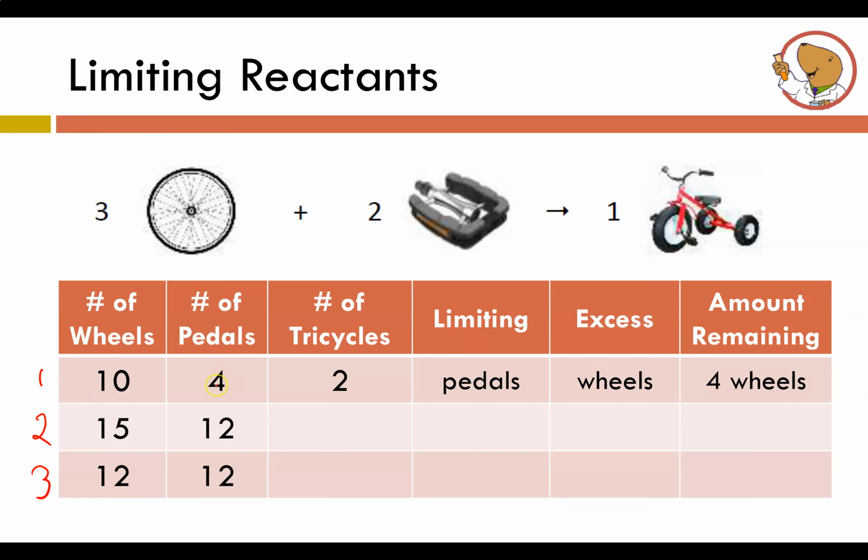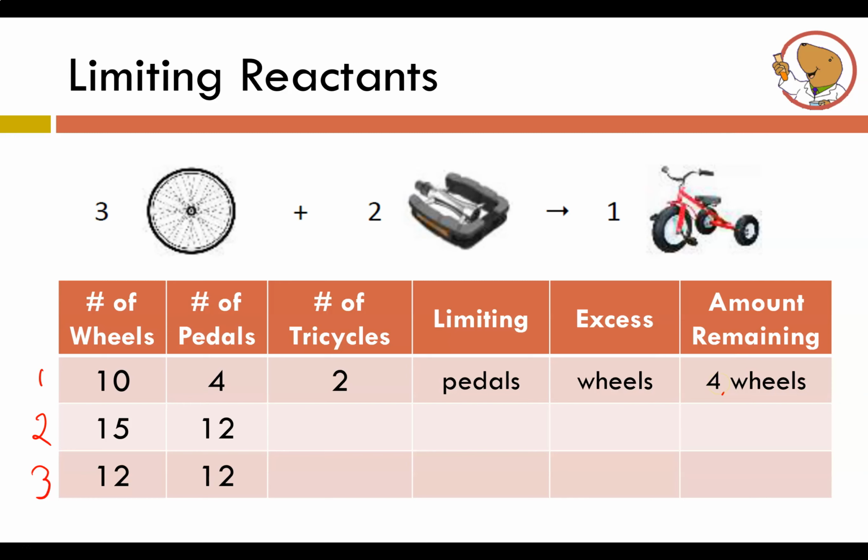Based on this, I can make 2 tricycles. I'm going to run out of pedals first. In other words, pedals are my limiting reactant, and they're going to really dictate how many tricycles I can build. So that means wheels will be my excess reactant. At the end of this reaction, after I've built my 2 tricycles, how many wheels are going to be left over? Well, I know each tricycle requires 3 wheels. 3 plus 3 is 6. 10 minus 6 is 4. I should have 4 wheels remaining.